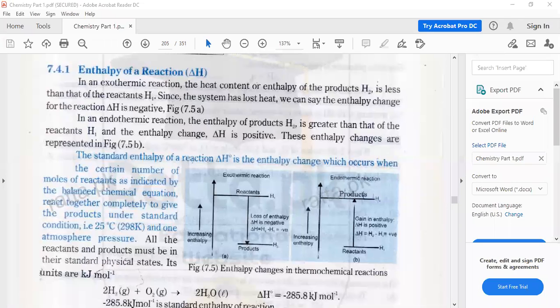What is enthalpy of a reaction? As I told you yesterday, what is the change in the reaction? Is the heat absorbed or released? That is basically the enthalpy of the reaction. If the reaction is exothermic, which means heat will release from the system.